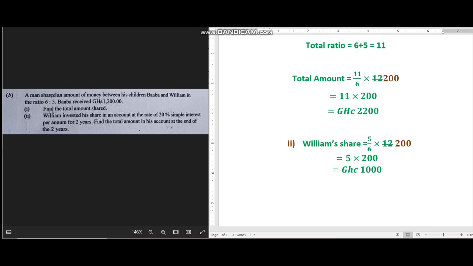As you can see, the question didn't ask us to find William's share, but it says William invested his share. But how can we find William's share? How can we invest William's share whilst we don't know how much he is getting? So that is why we need to find William's share first. So now let's proceed and solve for William invested his share.